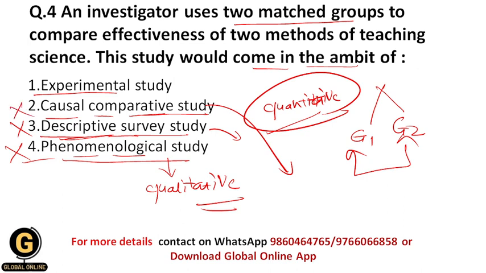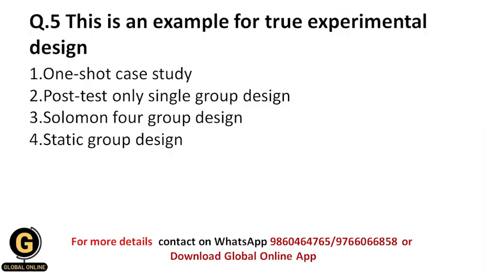So the correct answer for this is experimental study, because here I want to see the effectiveness of two methods of teaching science, and for that I am going to use the two matched groups. So for each and every group, I am going to assign different participants, and I am going to treat them based upon the two methods of teaching science, and then after that I can see the effectiveness. And that's why I should have control over the variables, which I can do by using the experimental study.